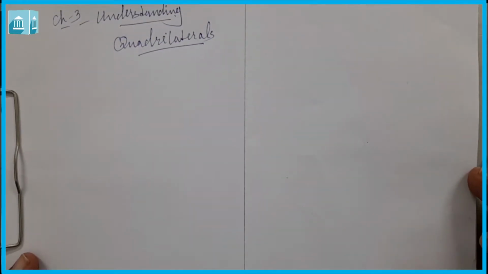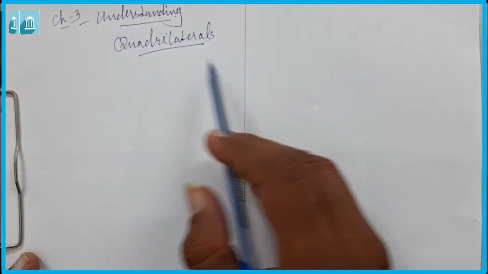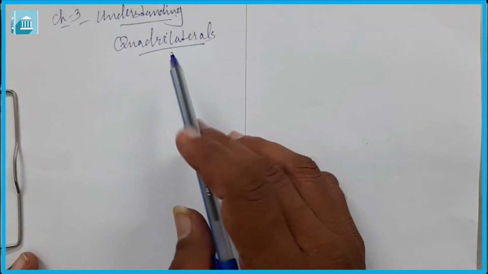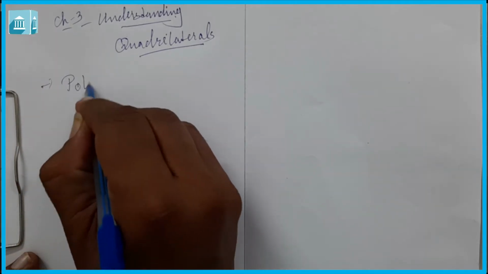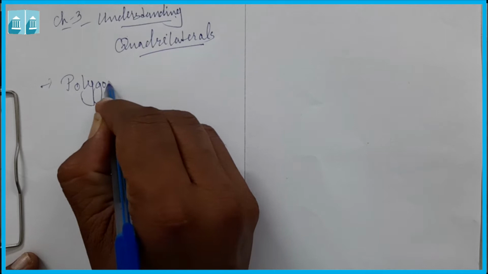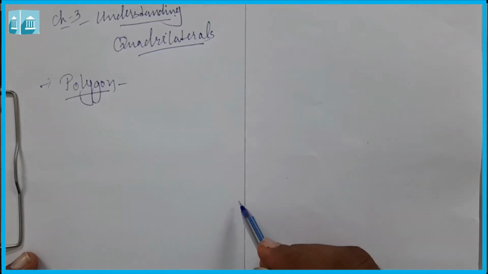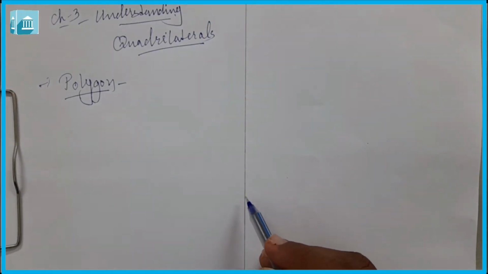Salam children. In this session we are going to learn about chapter 3, understanding quadrilateral. Before quadrilateral, let us begin with polygon, because quadrilateral is also a polygon. So let us begin with polygon.